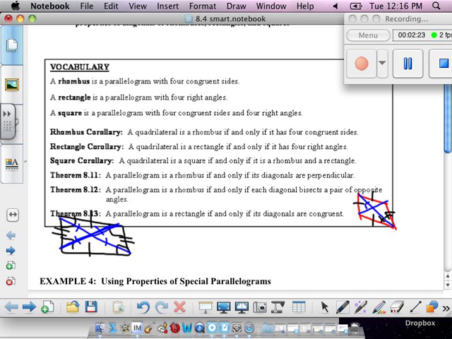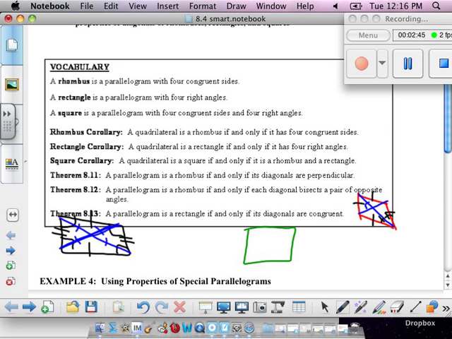So what do you think a square would be? What do we know about a square's diagonals then? We know that a square has 4 sides, yes, but what do we know about a square's diagonals? So if we're drawing a square, and I tell you a square has to be everything a rhombus is, those diagonals must be what? What do we know about a rhombus's diagonals?